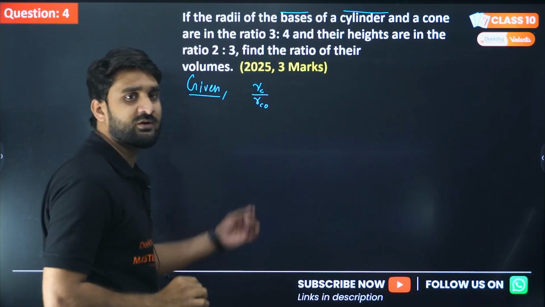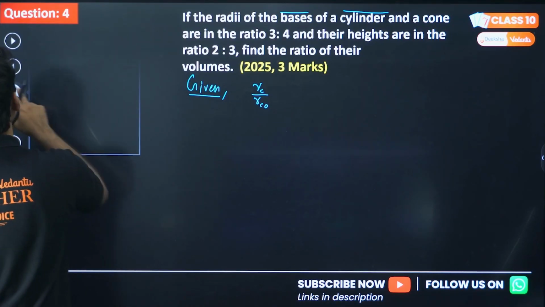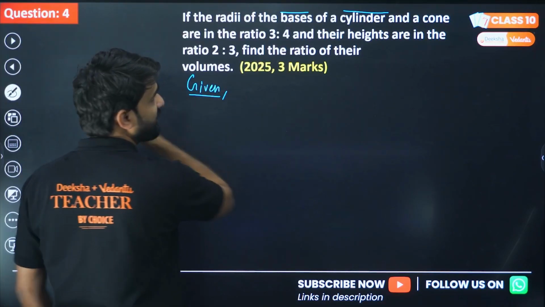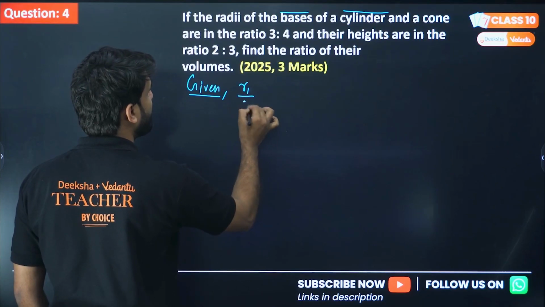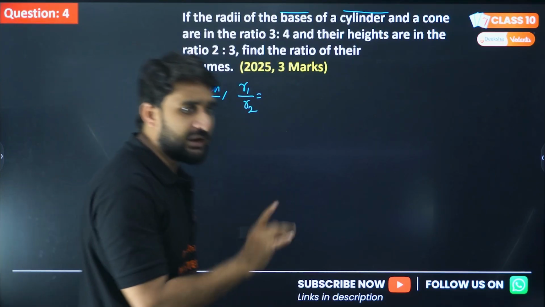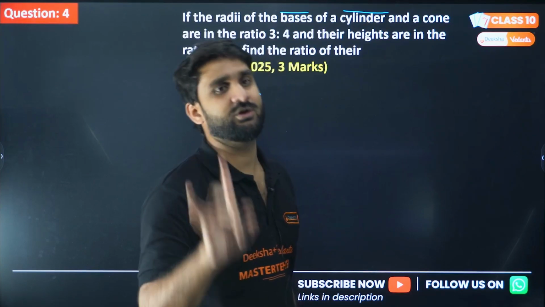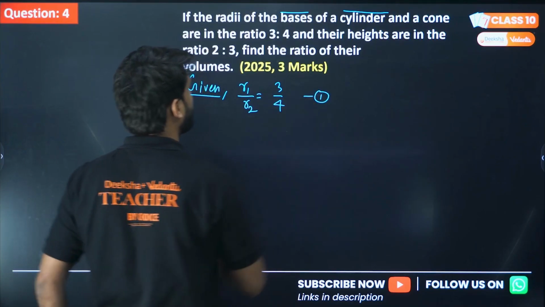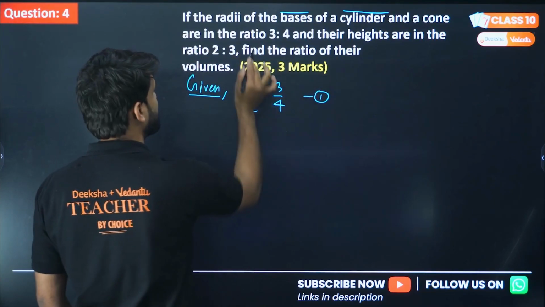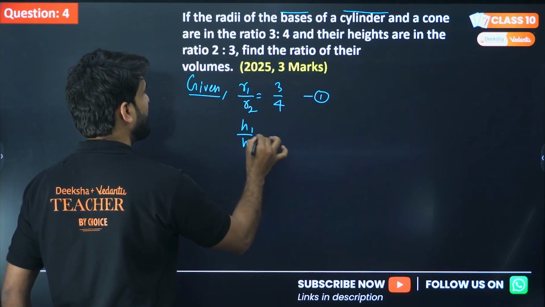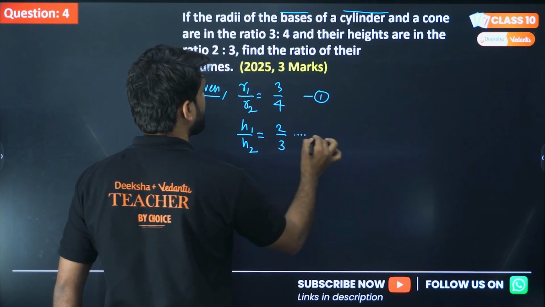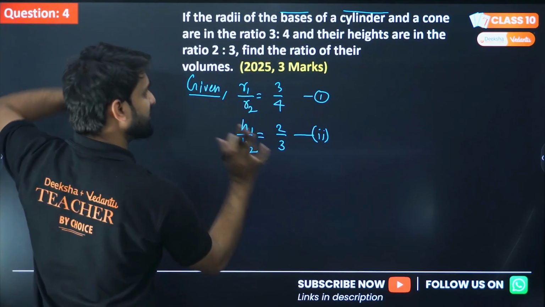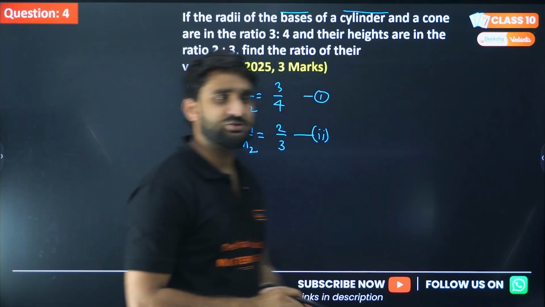For cone, I am using CO here. Let's say instead of taking C and CO, we can take directly R1 and R2 because it might be confusing. So R1 divided by R2. R1 is the radius of the cylinder, I'm assuming, and R2 is the radius of the cone. Right, this is 3/4. Very good. Now heights are in the ratio, so H1 divided by H2 is 2/3. These two pieces of information are provided to you. R1 and H1 are about the cylinder and R2 and H2 are the dimensions of the cone here.